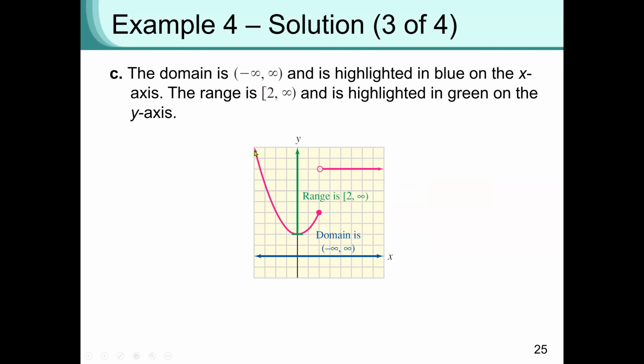Again, since the parabola section to the left, the arrow is going up, and then the linear horizontal, the arrow is going towards the right. The domain will be negative infinity to positive infinity, and the range will be from positive 2 to positive infinity for the range.